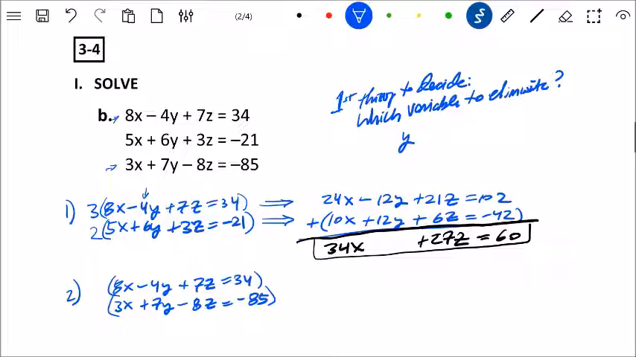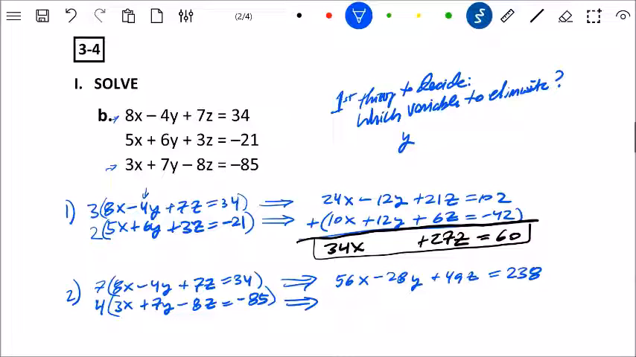So we will end up doing it with different things. I have to work on the y's. Now that I did the y's once, I have to do the y's again. So I'll multiply by 7 and 4 for these. And let's rewrite them here. So I'm getting 7 times 8 is 56x minus 28y plus 49z equals 238.